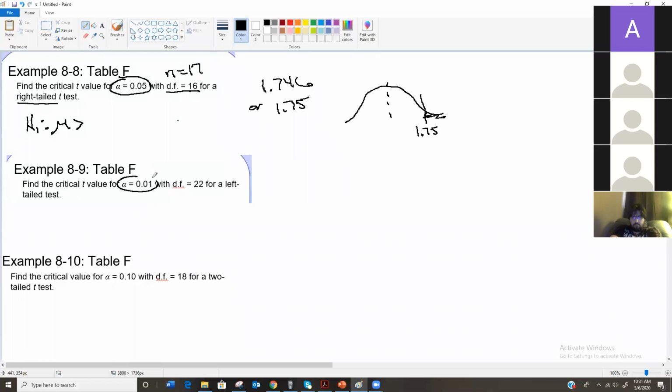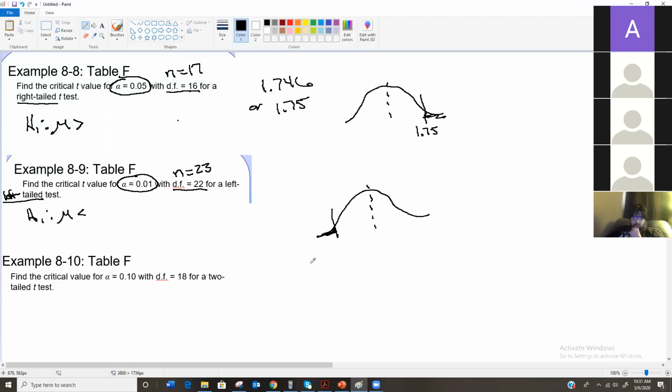So we've got alpha 0.01, and then degrees of freedom 22, which means our sample must have been 23. And it's a left-tailed test. I'll put that over here. So it's a left-tailed test, which means our alternative hypothesis must have been a mean that was less than the null hypothesis.